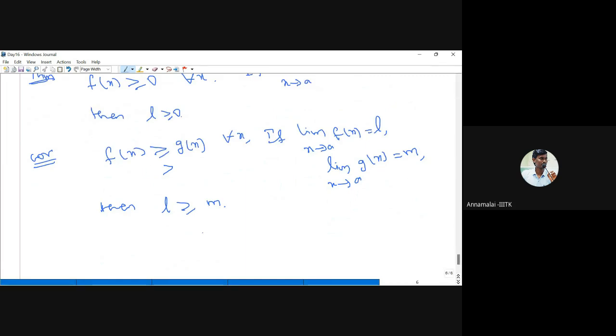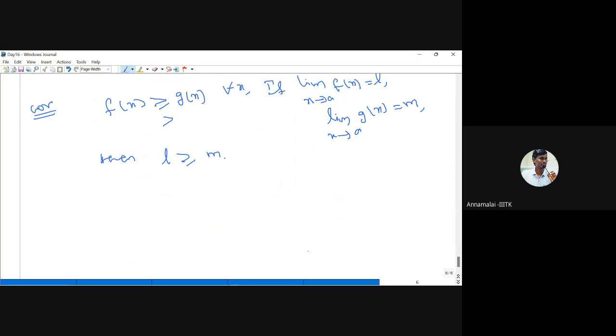Now, we solve some problems to find the right hand limit and the left hand limit of a function, or the limit of the function. First we find the limit of this one: the limit as x goes to 0 of x minus mod x by x. First you have to check whether the limit exists or not. So we have to find the right hand limit and left hand limit of your function.